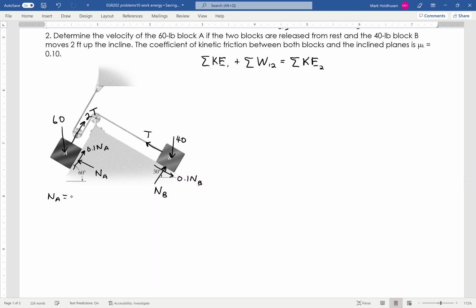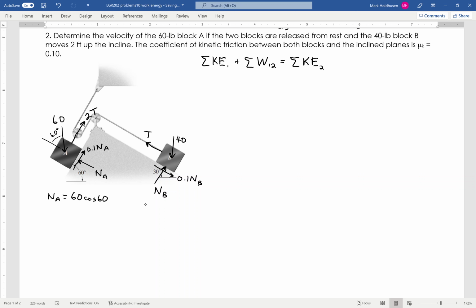And I can learn that NA is 60 times the cosine of 60. I can do that by basically summing in this direction here. That angle right there is going to be 60 degrees, right? So if I sum the forces, the friction and the tension are both perpendicular to that. So my normal force equals 60 cosine 60.